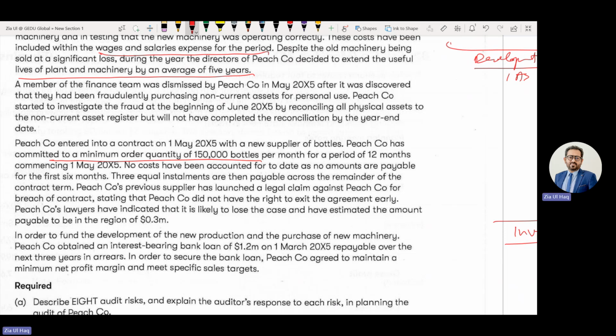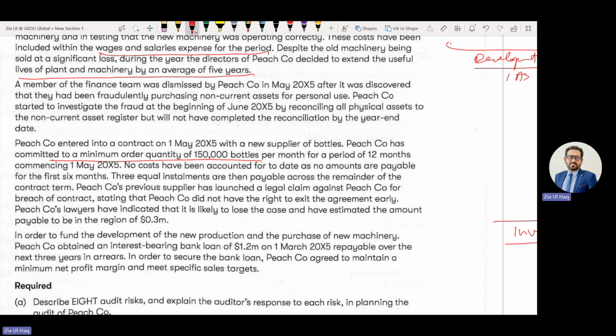No costs have been accounted for to date as no amounts are payable for the first 6 months. Each company has committed to a minimum order of 150,000 bottles per month for 12 months commencing 1st May 2025. It might be they haven't purchased the inventory. This means they haven't fulfilled their commitment. 3 equal installments are then payable across the remainder of the contract term.